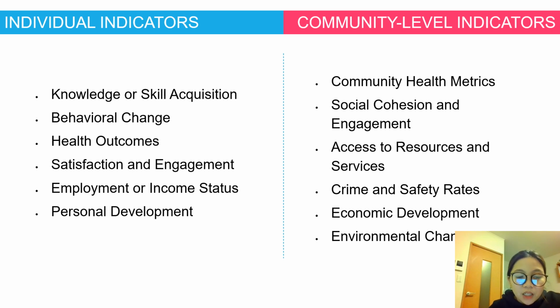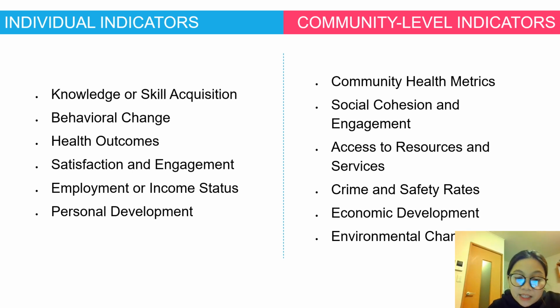Next is social cohesion and engagement. So measures of community solidarity or social capital, such as the level of participation in community events, the strength of neighborhood networks, or increased civic engagement. Next is access to resources and services. So changes in the availability and accessibility of essential services, like more people accessing healthcare, education, or public transportation due to a new policy or program.